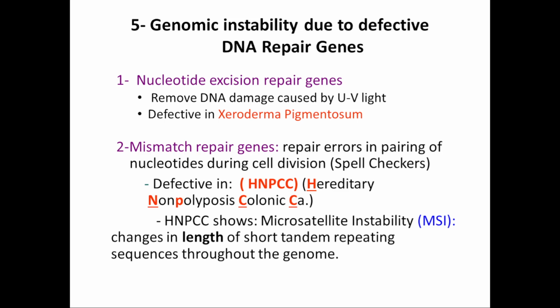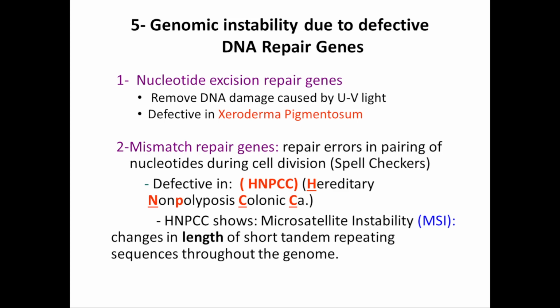So what happens in here? I have a mismatch, for example C with A. This is a mismatch. If the mismatch repair genes are defective, there is no sensing that these two together are wrong. So what happens? These people have repeats of the DNA with spelling abnormalities, or mismatches.